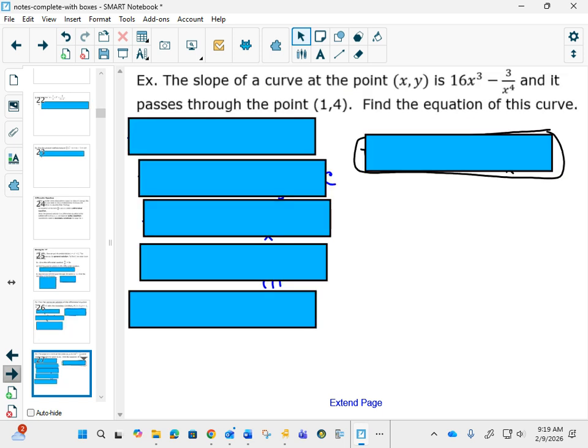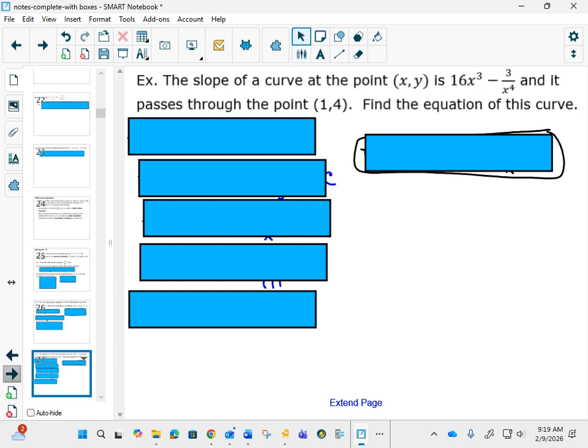Well, the slope of a curve at the point x, y is 16x cubed minus x to the 4. So here we have to really know what a derivative is. The derivative is the slope of a tangent line. So if they tell you that the slope of a curve at a point is this, they're telling you the slope of a tangent line, they're telling you that that's the derivative. So being able to take your definition of a derivative and understand it in that context becomes important.